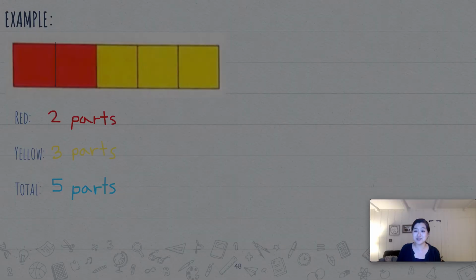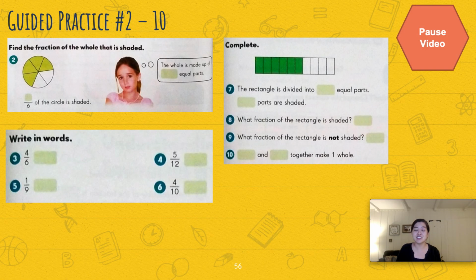Let me just click through this. So it's your turn. Please pause the video and try numbers 2 through 10 on your own. When you're ready, hit the play button. I'll be waiting.